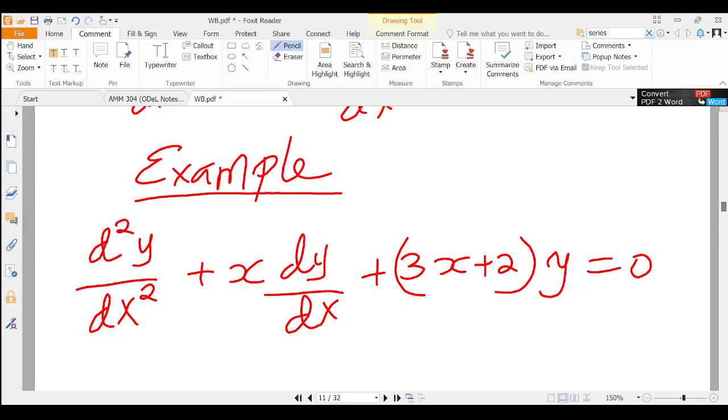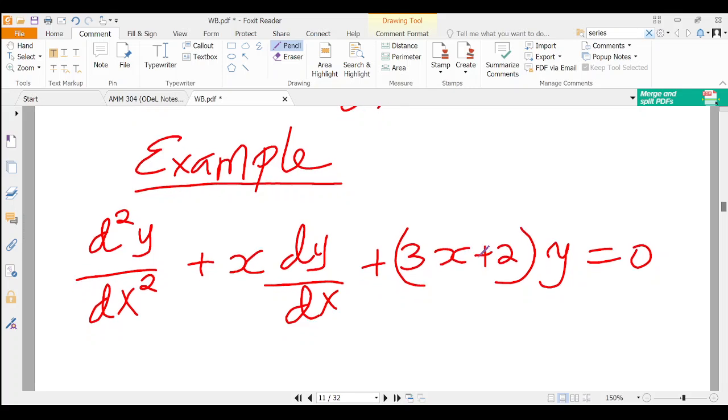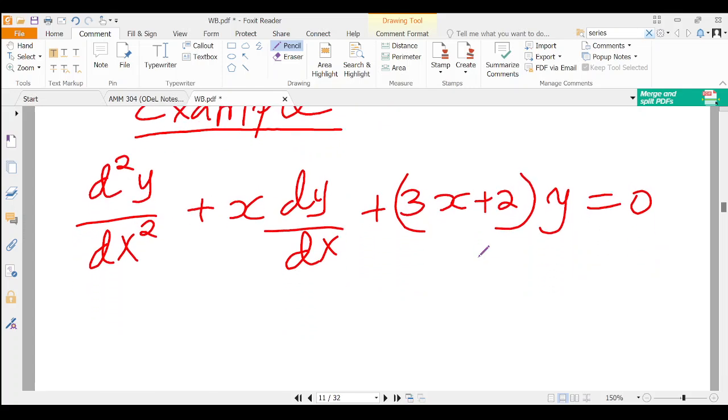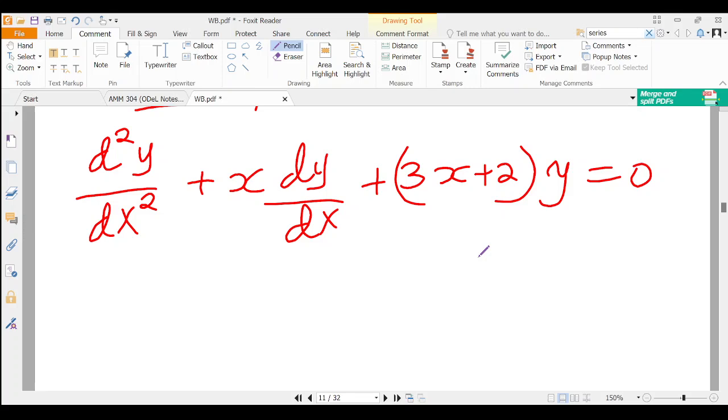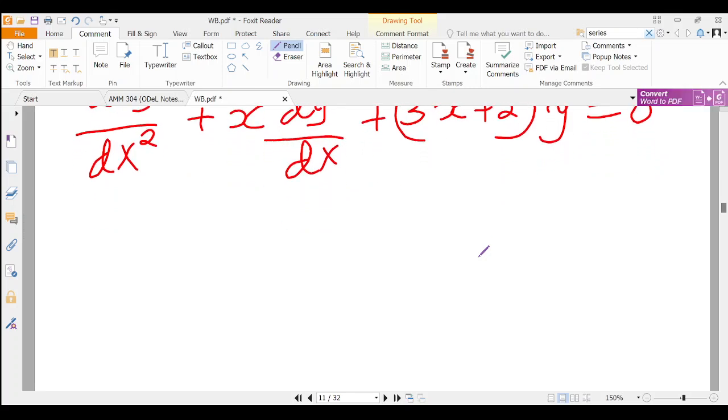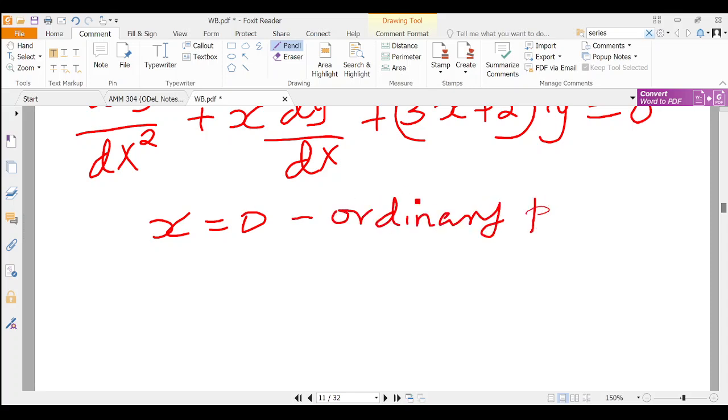Now, in this differential equation, we notice that the function p is equal to x, which is analytic at all points, and the function q is equal to 3x plus 2, which is also analytic at all points. So this equation does not have a singular point. All the points are ordinary points. So we notice that the point x is equal to 0 is therefore an ordinary point.